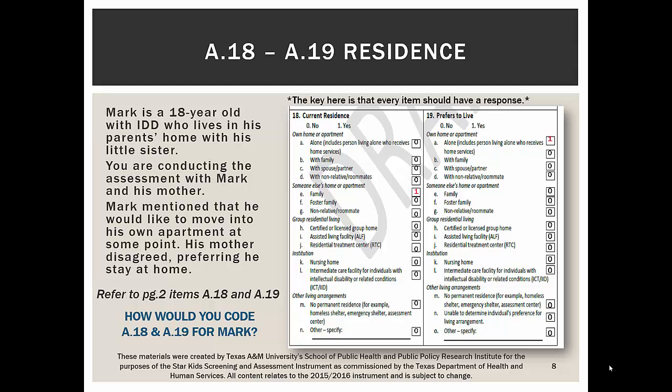Looking at A19, we would code A19A as 1. Mark stated that he would prefer to live alone. It's important to note that this may or may not become an action item, but the preference of both the youth and the guardian is asked and recorded.